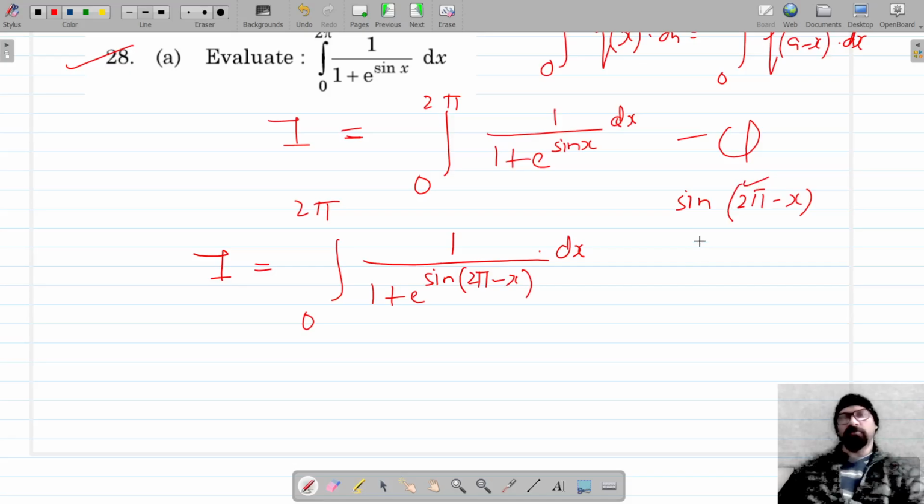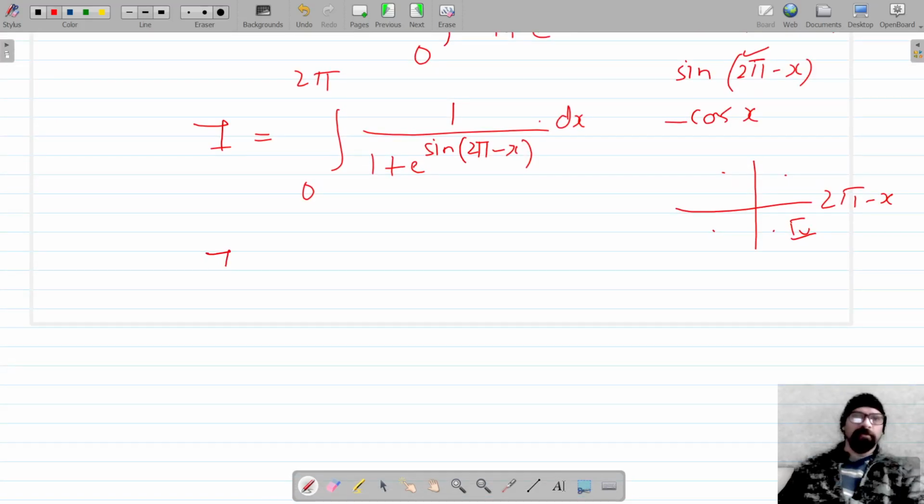So 2 pi means no change, and if you subtract some angle from it, we are in the fourth quadrant. So this is 2 pi, and we are in the fourth quadrant. These are the quadrants. So this is 2 pi, and 2 pi minus x means we are in the fourth quadrant. In the fourth quadrant, all sine, tan, cos, sine is negative, so this is negative sine x.